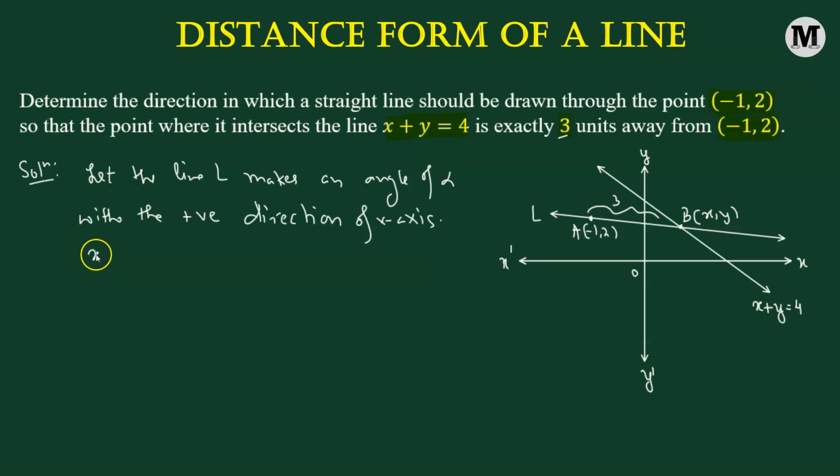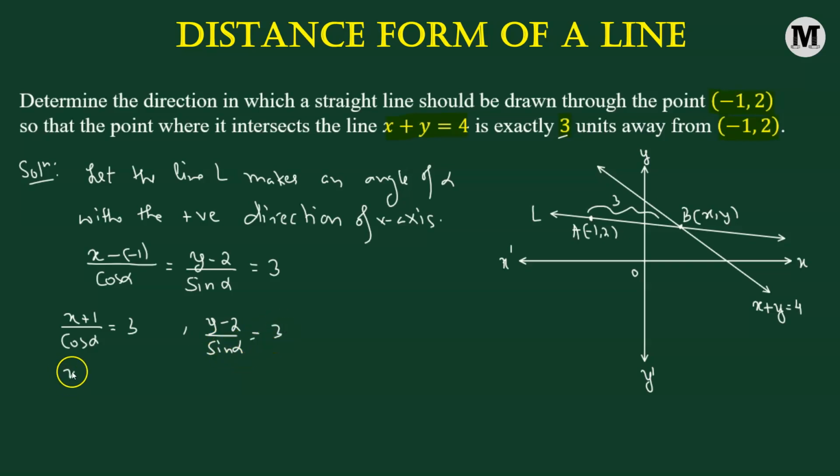When we apply the distance form, we have the difference of the x coordinates, so we have (x minus -1) divided by cosine of the angle alpha, equal to the difference of the y coordinates, (y minus 2) divided by sine of the angle alpha. And that is equal to the distance between the two points A and B, which is 3 units. This means we can express (x + 1)/cos alpha = 3, and also (y - 2)/sin alpha = 3. That means x = -1 + 3 cos alpha, and y = 2 + 3 sin alpha.